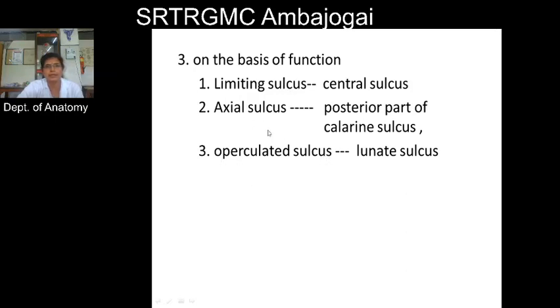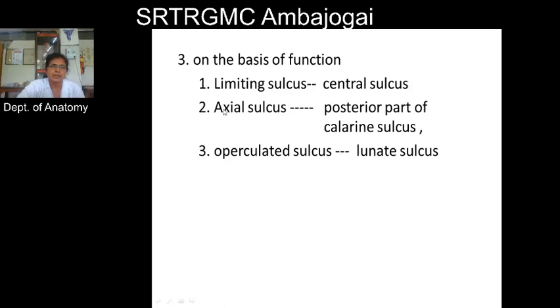and they are classified into limiting sulcus, axial sulcus and operculated sulcus. Now the limiting sulcus means it limits two functionally different areas, and the central sulcus is the example of that limiting sulcus. We have seen that anterior to this central sulcus there is the precentral gyrus, and this precentral gyrus is the motor area, and posterior to the central sulcus there is the postcentral gyrus, and this postcentral gyrus is the sensory area. So this central sulcus separates the two functionally different areas, the motor and sensory areas. So this central sulcus is the limiting sulcus.